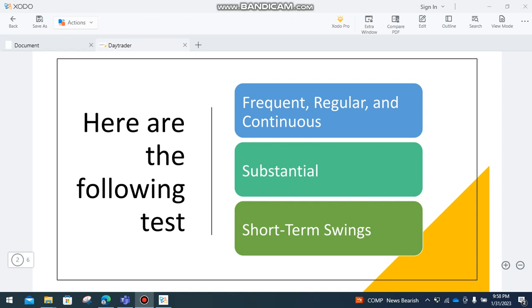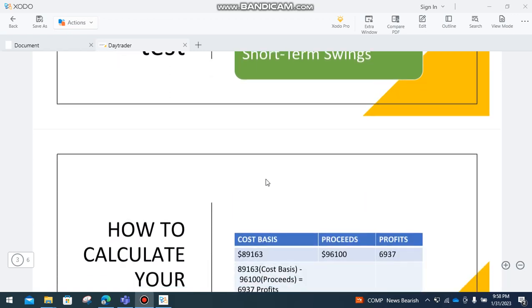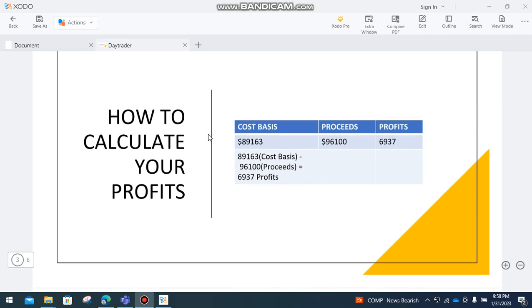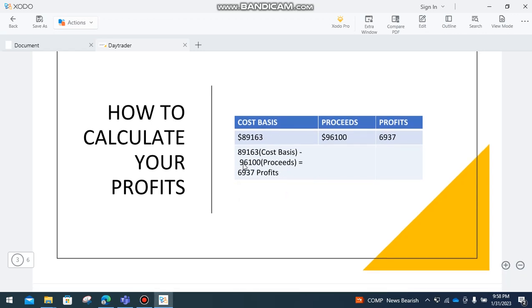Now, the next one I'm going to talk about is how to calculate the profits. To calculate the profits, you take the cost basis, meaning how much you purchased the stocks for, and the proceeds, which is how much you sold it for. If you look down here, there's a calculation on how to calculate the profit. So you take the proceeds minus the basis, and this 6937 is the profit that you have to report on the form, which is called the 4797.